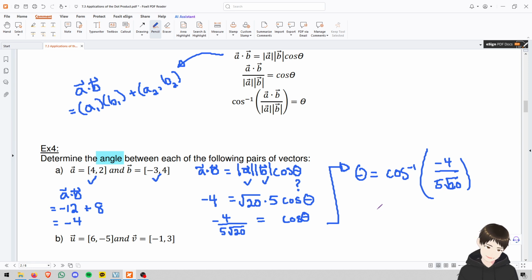Plug that into the calculator. You should get approximately, let's see, inverse cosine of -4 divided by 5 root 20. That's approximately 100 degrees. Okay, there you go. Wait a minute.